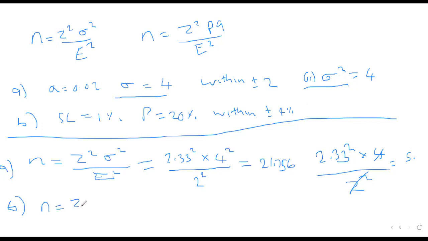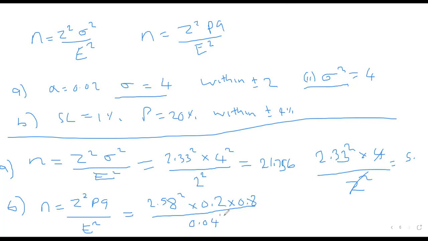Yes. Then the second one here, PQ over E squared. So here we have our Z as 2.58, which is 1%. And our P is 20%, so 0.2, and our Q is 0.8, over our error, which is within 4. Since it is a percentage, put 0.04. What are we getting here?